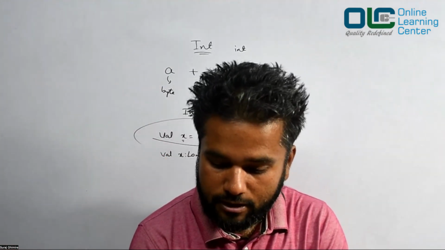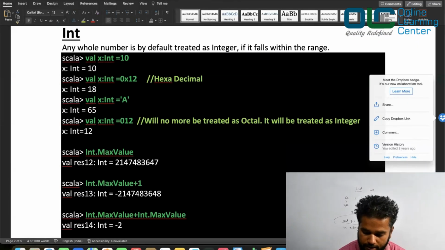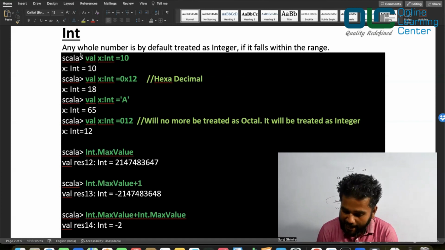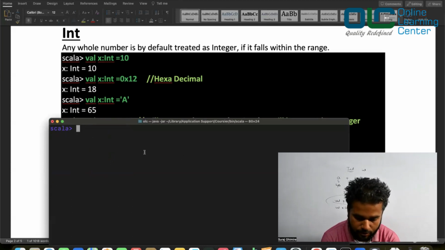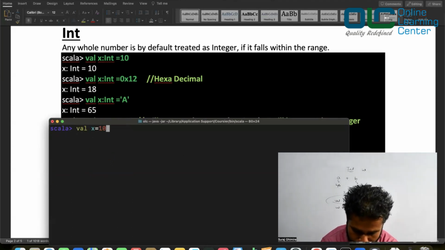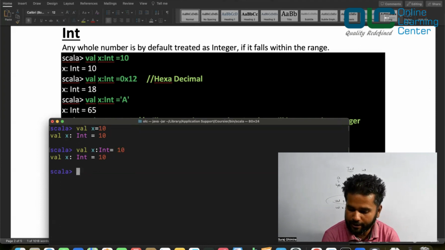So let's move on. We'll start with the notes. The notes say any whole number is by default treated as an integer if it falls within the range. Let's say val x of integer is equal to 10. Since this 10 always falls within the range of integer, it will always be treated as int. If you don't write int, then also it will be treated as an integer only. Let's go to our REPL as well. So let's say val x is equal to 10, this is an integer, or you say val x of int is equal to 10, this is also an integer.